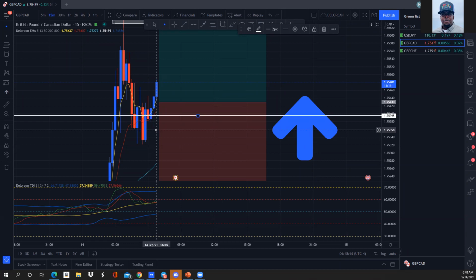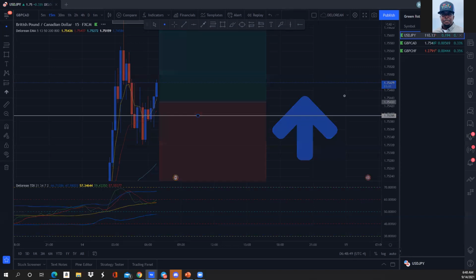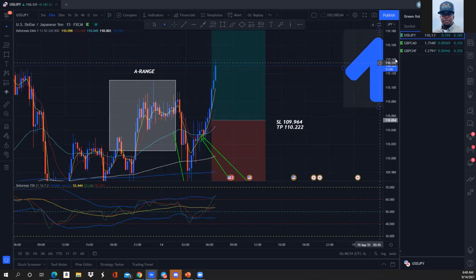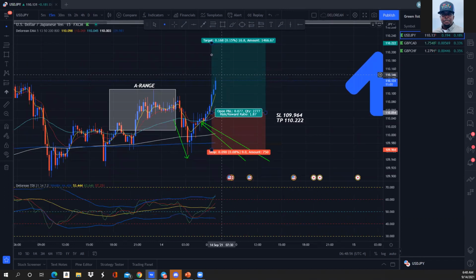But I 100% make UJ risk-free. This thing is taking off. All right, this definitely take this trade. This thing is taking off to the races. It broke that A range high, so you know where I told you where it's going. It's taking off.